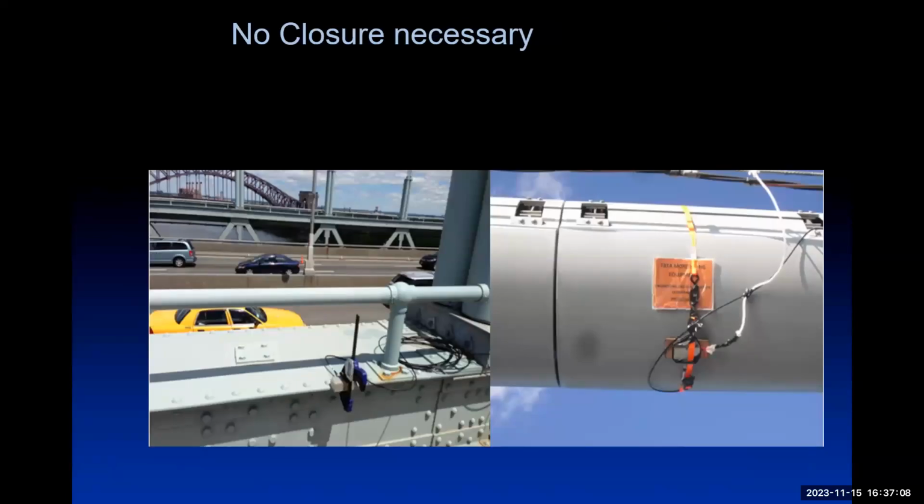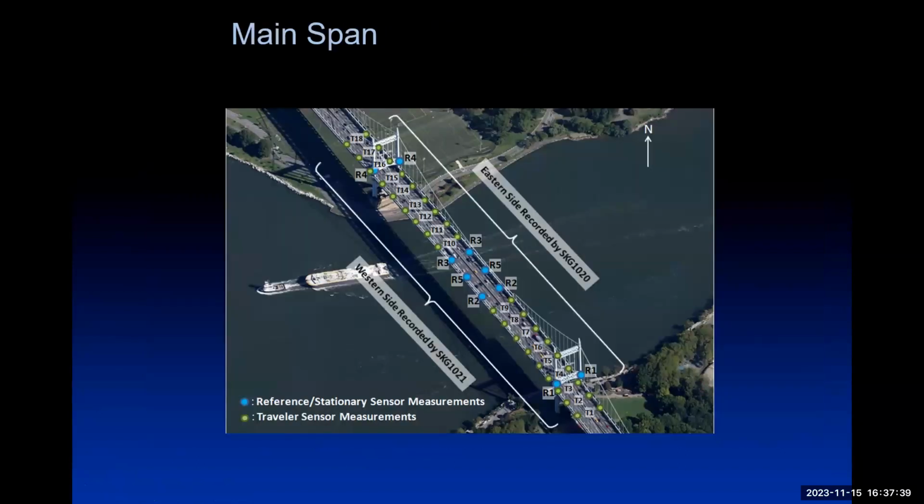And we could measure the response of the main cables of the bridge, again, simply by attaching an accelerometer to the cable, making sure that our own signal cables were not flapping about, because if they do, they might give a signal to the accelerometer themselves. And you'll notice we did not need to close the bridge to be able to do these measurements. So that's the main span.